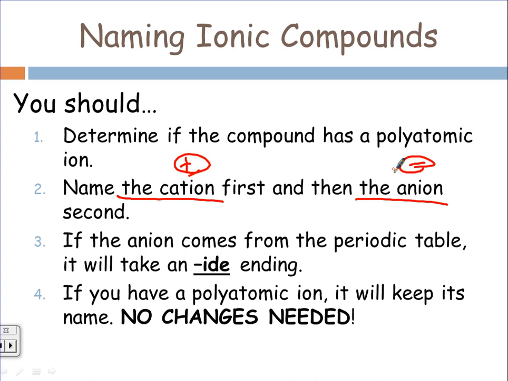If the anion is coming from the periodic table, as in it's not a polyatomic ion, it's not on that chart, right? If it's ending in IDE, it's coming from the periodic table. So chloride will be coming from the periodic table or the polyatomic chart? Periodic table. Based on that, you'll know what the charges are.